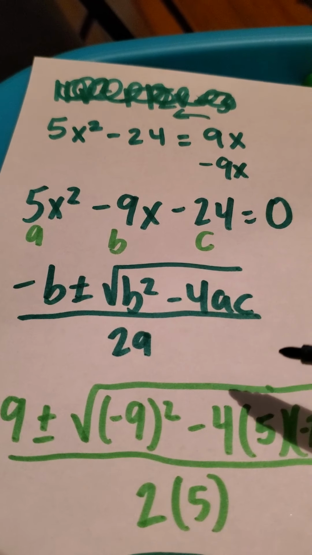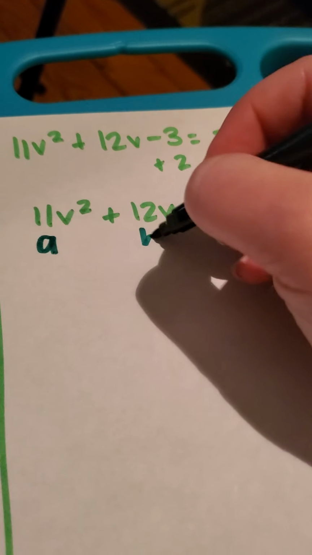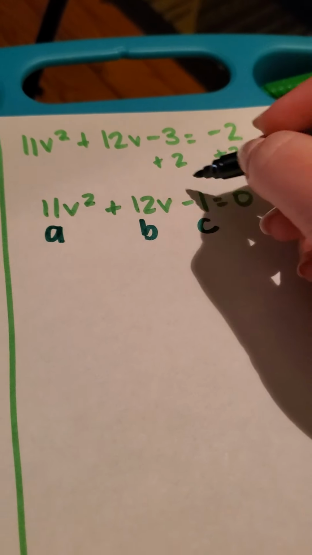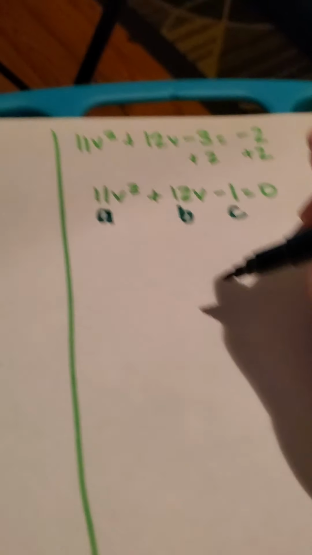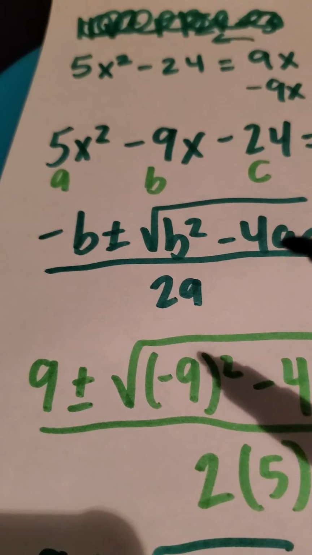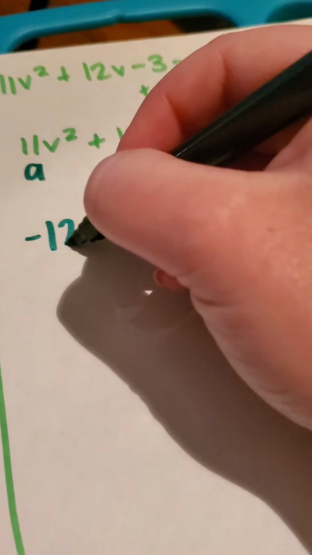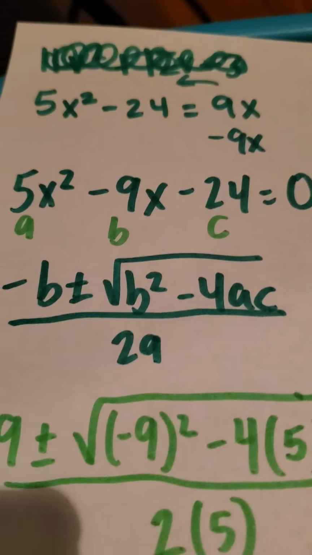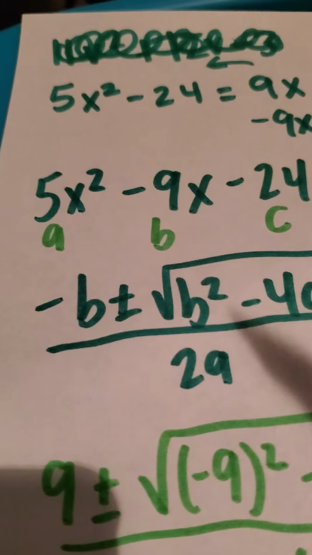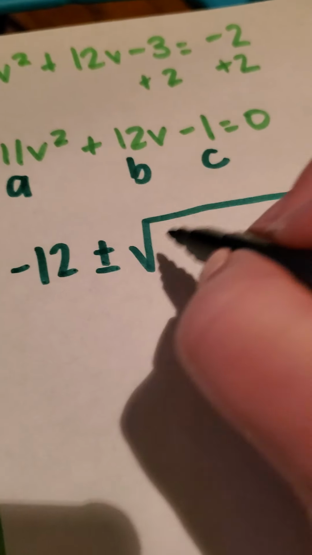And I'm going to go ahead and label my pieces over here. So A, B, and C. Make sure you're taking the negative with the C. So C is -1. Plugging into the formula, it starts with a -b, so my b is 12. I need to do a -12 plus or minus the square root. The next part is b squared. So again, the b here is 12.